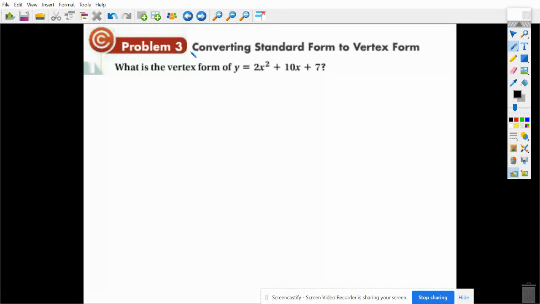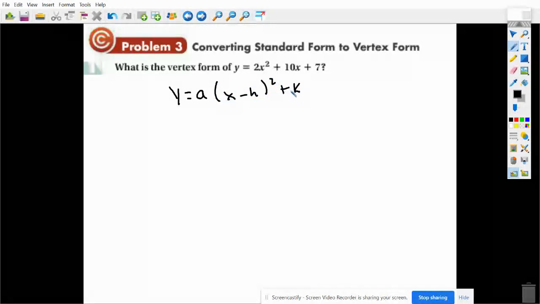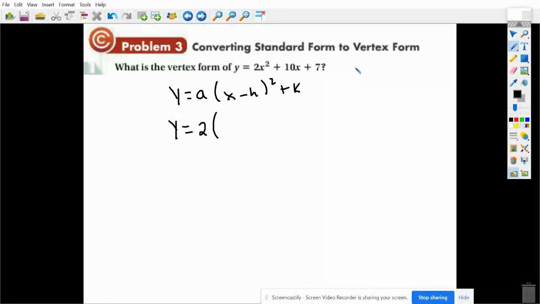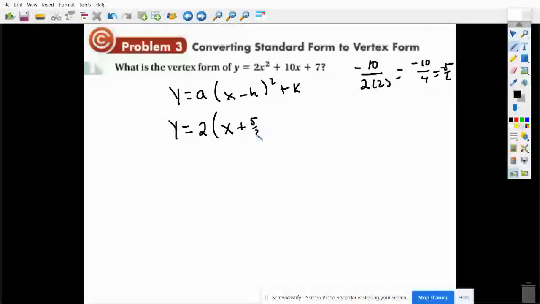Okay, so what is the vertex form of y equals 2x squared plus 10x plus 7? Again, I'm trying to put it into this form right here, a times (x minus h) squared plus k. I can tell you what a is right now just by looking at it. It's 2. So I can already plug in the 2. Now, how do I find the vertex? Well, I've got to do negative b over 2 times a, which would be negative 10 over 4, which is negative 5 over 2. So I've got x minus a negative turns into x plus 5 over 2.